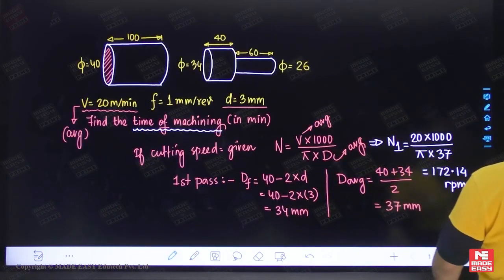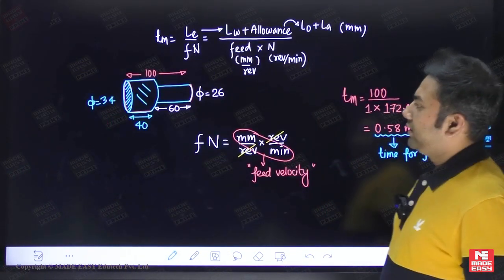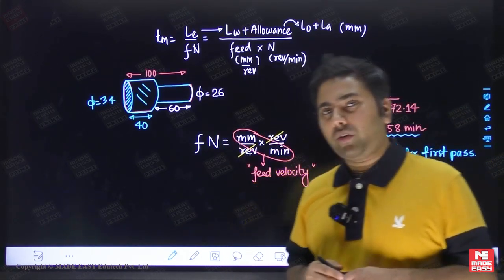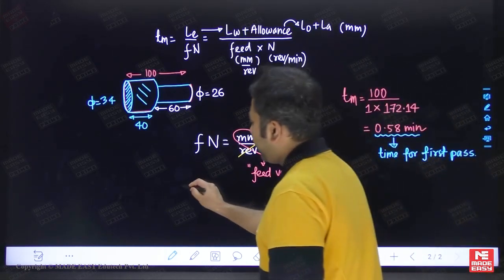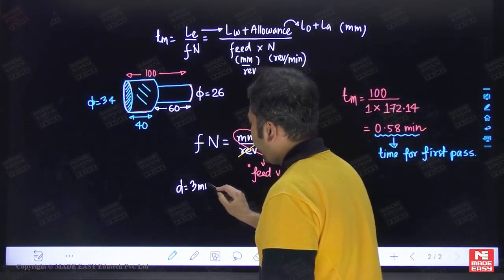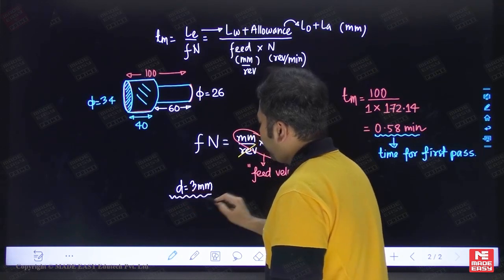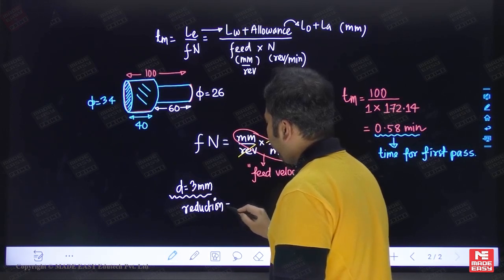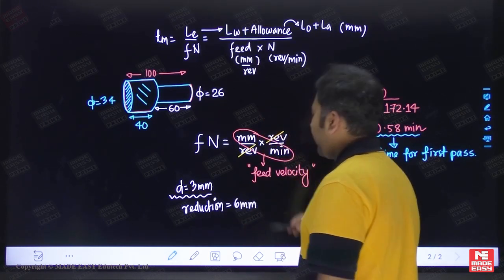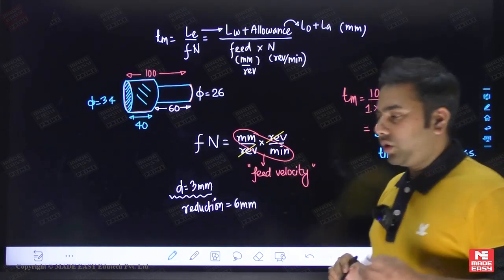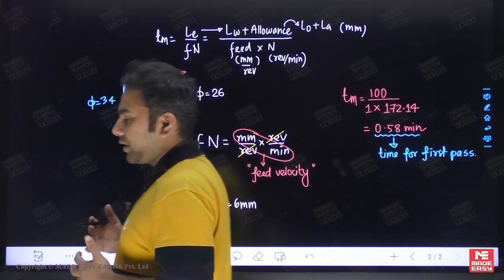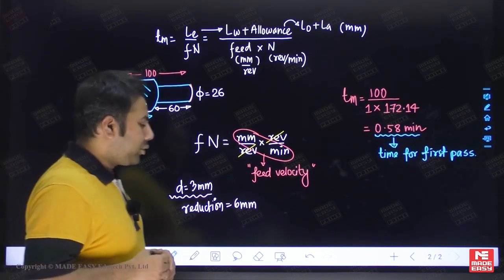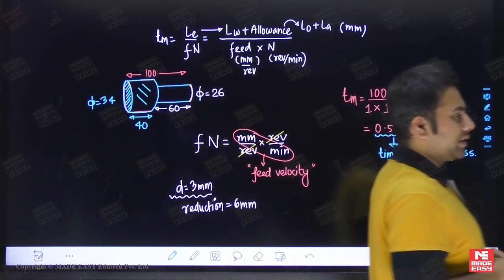So let me check the question. Yes. How to convert into 26 mm diameter from 34? We have a depth of cut of 3 mm. So when the depth of cut is of 3 mm, the reduction will be of 6 mm, because we all know that depth of cut is a radial reduction in the cylindrical workpiece. Okay. So when depth of cut is 3, the reduction will be 6.